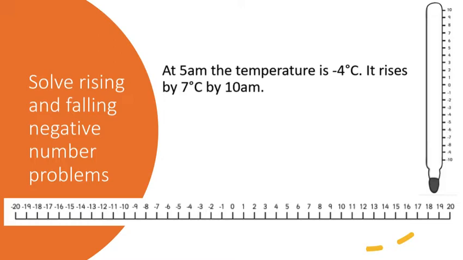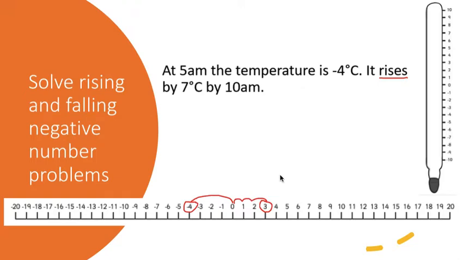At 5 a.m, the temperature is minus 4 degrees C. It rises by 7 degrees C by 10 a.m. So this time it's rising. So it's starting on minus 4, it's rising, and by 10 a.m. it's risen 7 degrees C. So let's make it rise 7 degrees. First of all, I'm going to rise 4 degrees, that gets me straight to the 0. 4, 5, 6, 7. The temperature at 10 a.m.